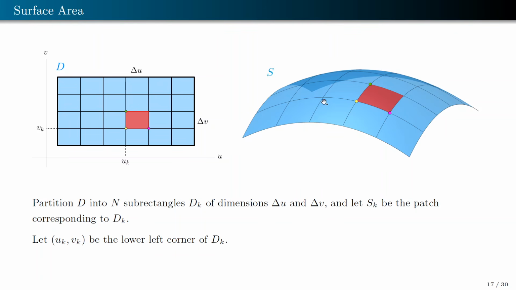With that, we consider the lower left corner of D sub k. Let's call it (u_k, v_k). In addition to that corner, consider din natin yung dalawang corners na adjacent dito sa corner na to, which is obtained by moving delta u units to the right, tsaka delta v units upward. Tapos, again, points sila in the UV plane, so may corresponding points sila sa surface. So, let's say na yung (u_k, v_k), this yellow point, corresponds to this point. This purple point corresponds to this purple point, and this green point corresponds to this green point.